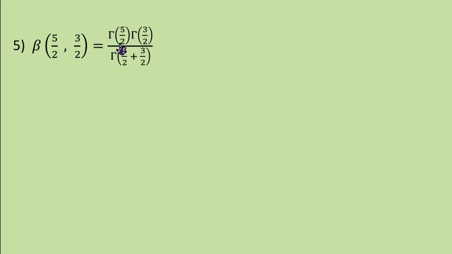Gamma 5 by 2 is nothing but 3 by 2 into 1 by 2 into root pi. Gamma 3 by 2 is 1 by 2 root pi. And this is gamma 4. 5 by 2 plus 3 by 2 is 8 by 2, that is gamma 4, that is 3 factorial. 3 factorial is 6, cancel 1 3, 2 remains. 2 into 2 into 2 into 1 more 2, that is 16. Root pi into root pi is pi, therefore it is pi by 16.